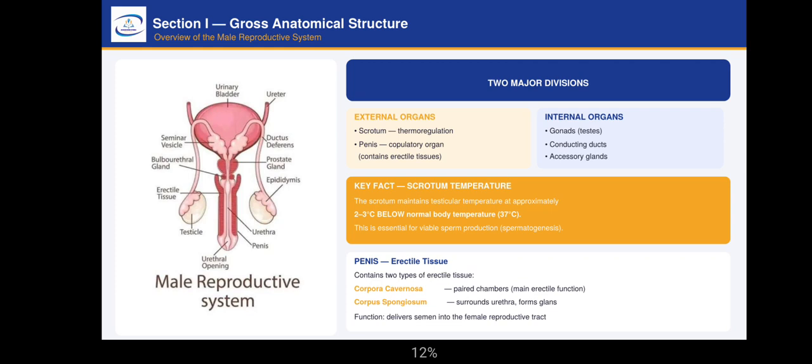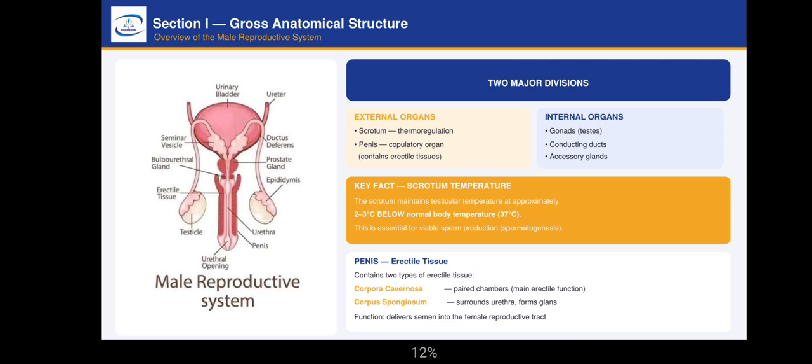For maximum sperm production, the testis has to be approximately 2 to 3 degrees Celsius below your normal body temperature, and your normal body temperature is 37 degrees Celsius. So for optimal sperm production, the temperature of the testis has to be around 34 to 35 degrees Celsius. This is why the testis cannot stay inside the body. It has to be outside, and that is the reason why the scrotum is there: to anchor the testis outside the body so that it can be at the perfect temperature for sperm production.